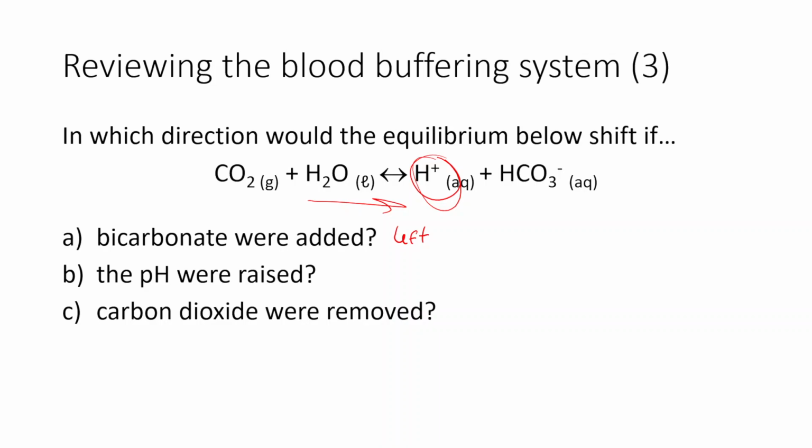Okay, cool. All right, so last question is, which way would we shift if the carbon dioxide is removed? Yeah, left, exactly. So we have carbon dioxide here. If you take it away, to compensate you're going to shift more towards reactants.